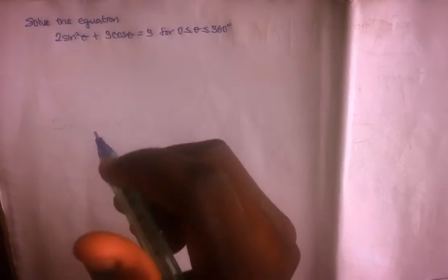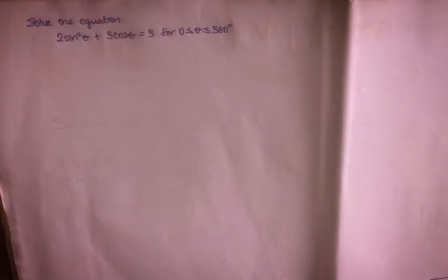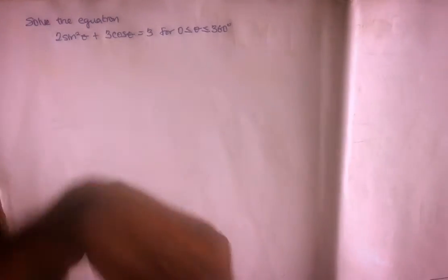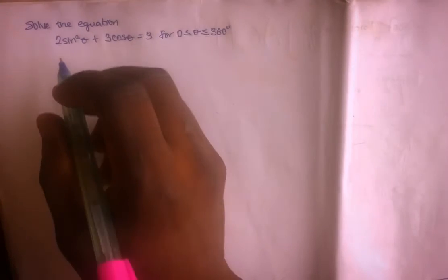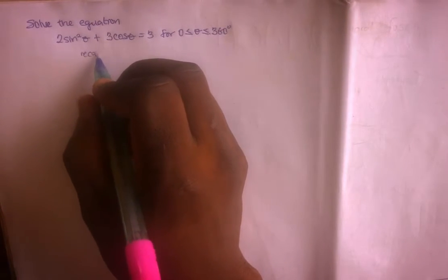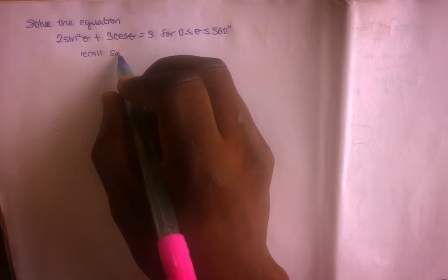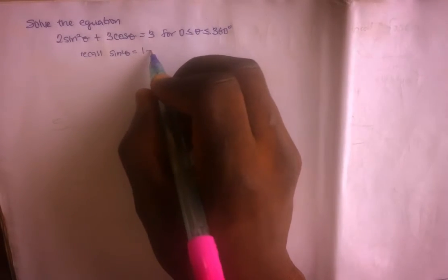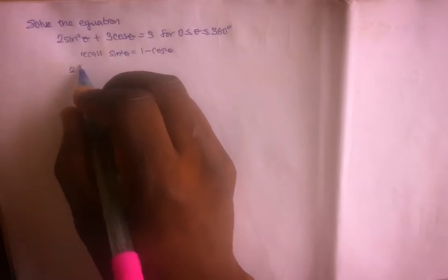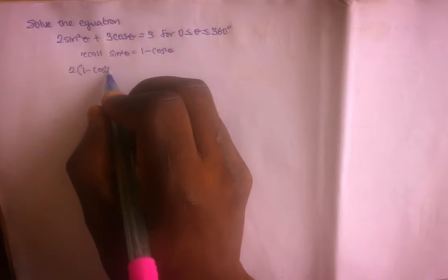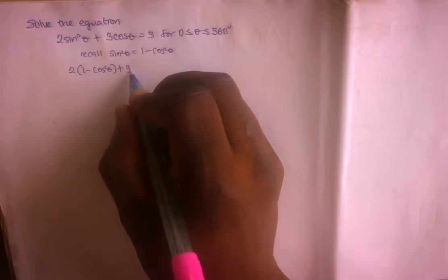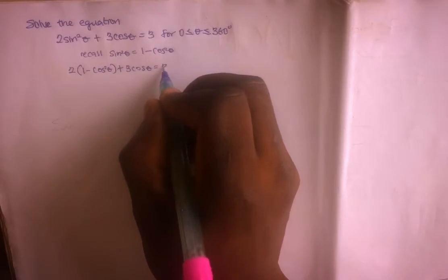So what was the first thing? We need to recall a trigonometric identity here. I can recall that sine squared theta equals 1 minus cos squared theta. Putting it here, I'm having 2 into brackets 1 minus cos squared theta, plus 3 cos theta equals 3.